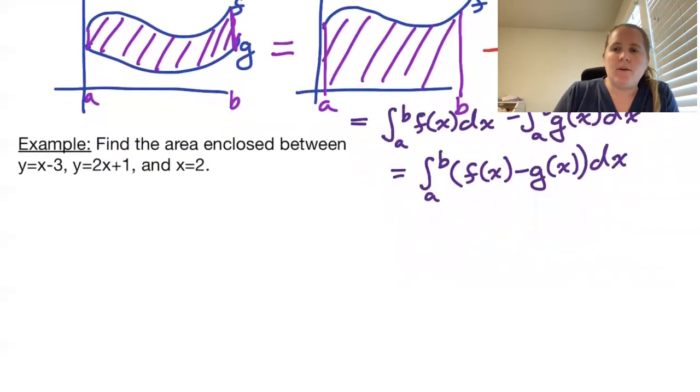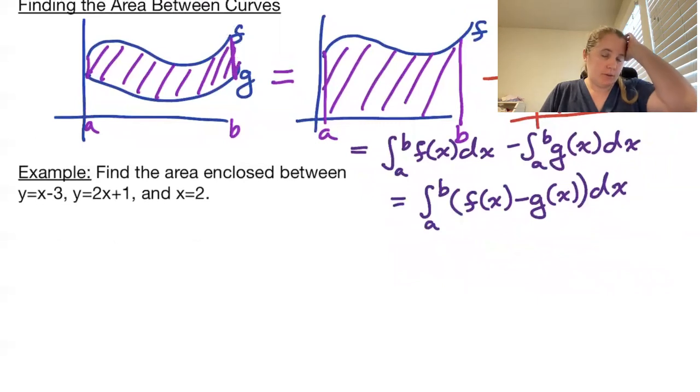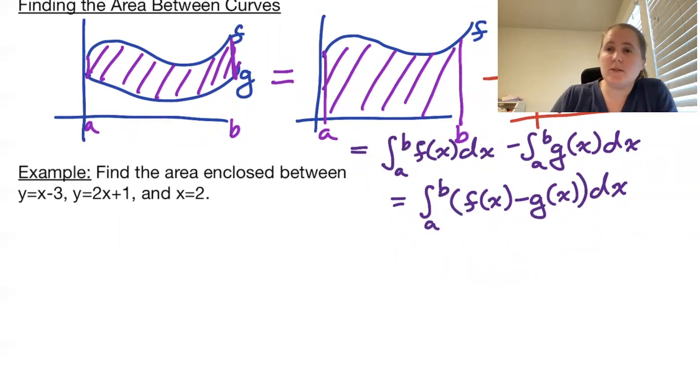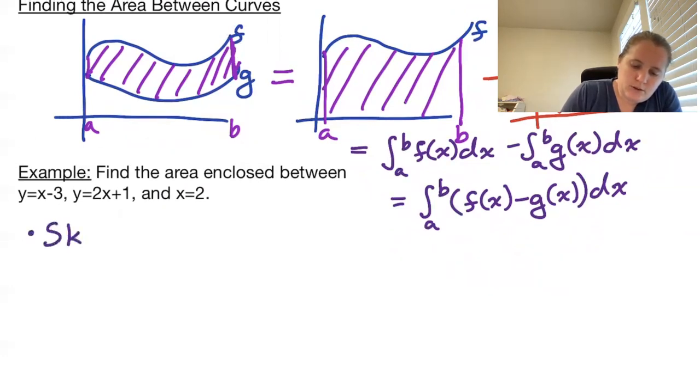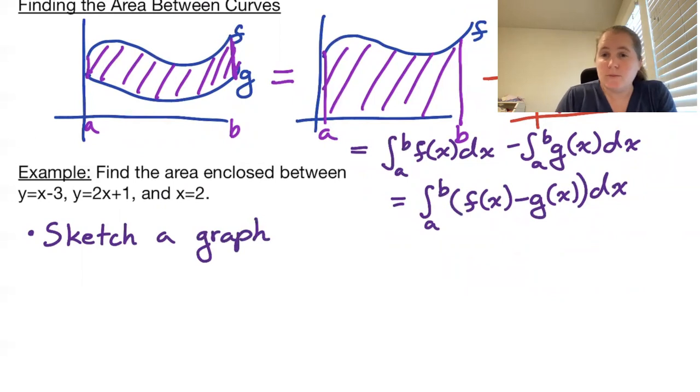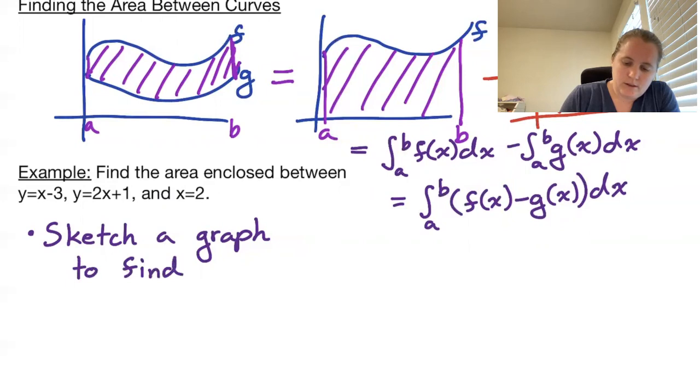So if I wanted to find the area enclosed between y equals x minus 3, y equals 2x plus 1, and x equals 2, we could use definite integrals to do this. The very first thing we need to do, though, is just figure out precisely what region it is we're working with. So the first thing we need to do is sketch a graph to figure out what region we're working with, right? So to find the region.